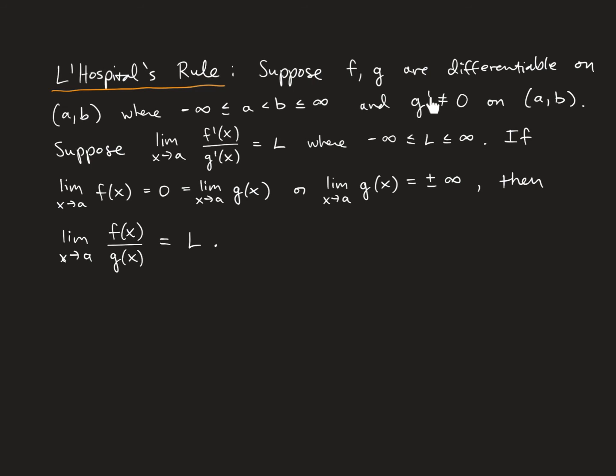And our denominator, g prime, so in this limit here, our g prime is not going to be 0, so this division makes sense. And we're going to suppose that this derivative limit is equal to L, right? So the quotient of the derivatives limit is equal to L, and we're going to try to conclude that the limit of the quotients itself is equal to L.